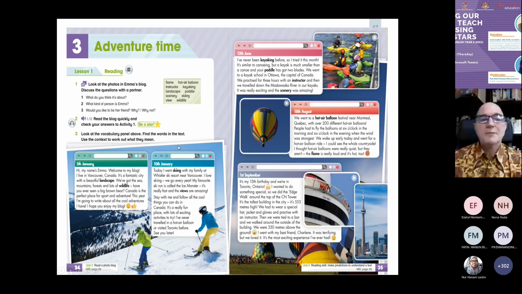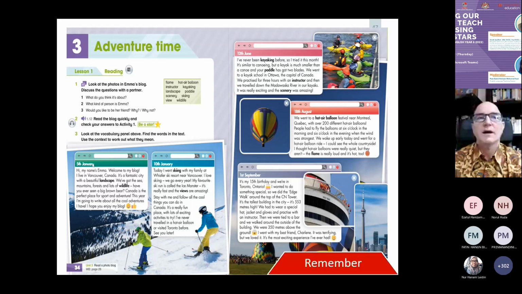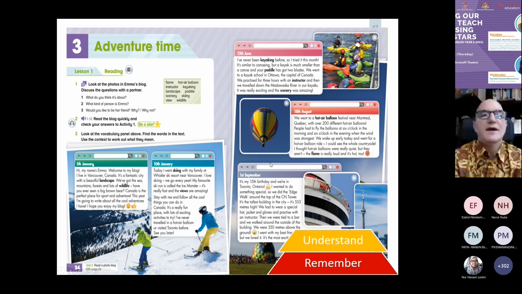So let's look in practice. Here we have the text from Year 6, Academy Stars Year 6, Unit 3. And here I have a really nice text. It's a diary or a blog written by Emma, who's been on holiday in Canada, and she's going to tell us all about her holiday. So I've got lots of nice reading comprehension questions here, but I want to have a look at the lower order thinking and then the higher order thinking.